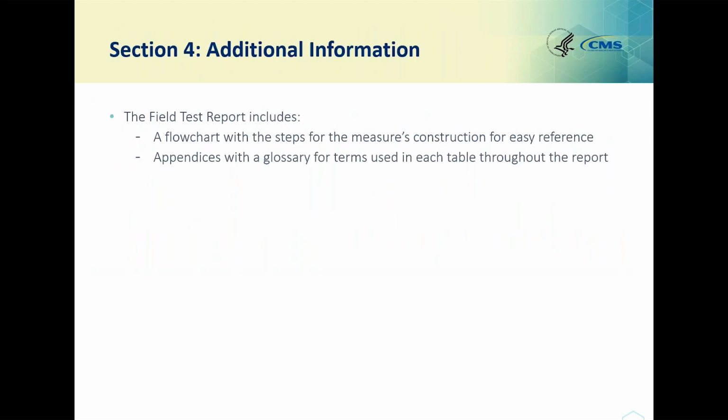The additional information section of the field test report includes a flowchart with key information about the measure specifications and methodology for easy reference and a glossary of terms used within the report. We created this short summary in place of longer summaries to make the information more accessible. The section serves as a reference for you to refer to while reviewing the results of the field test report. Next slide, please.